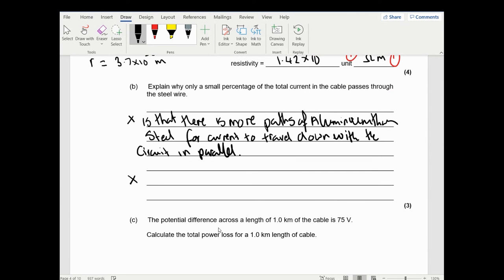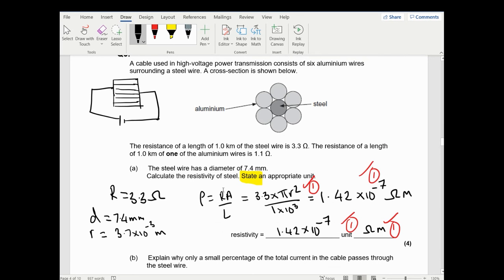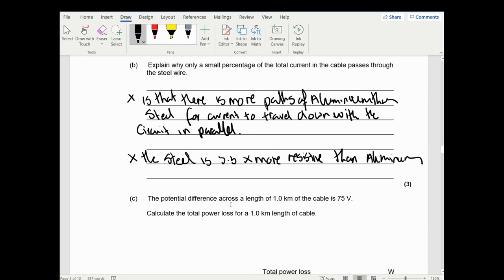The second one is more to do with what you know about current and resistance. The steel is 3.3 times more resistive than the aluminium. Okay, so it's actually the resistance. This is the second part, that you understand that the steel has more resistance than the aluminium. And current always takes the path of least resistance. So the steel is 3.3 times more resistive than aluminium.